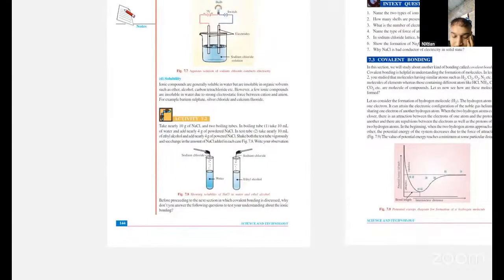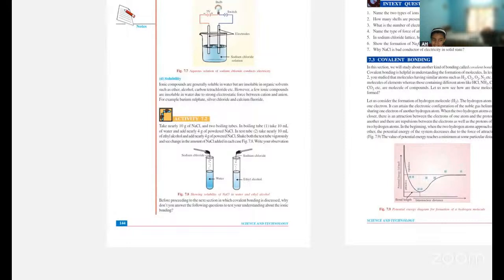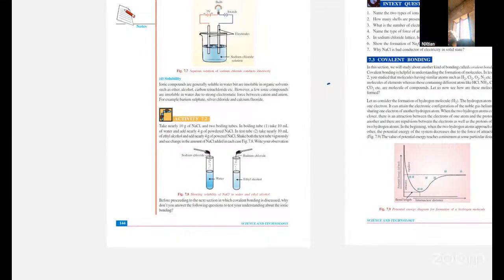Now we read solubility. Yes, this is an important point. Please explain what you said again. You were saying that ionic compounds can only conduct electricity in their molten state, right? Molten and aqueous state. Aqueous state means water added into it. Aqueous state is the state in which water is added. Both states, they will conduct electricity.